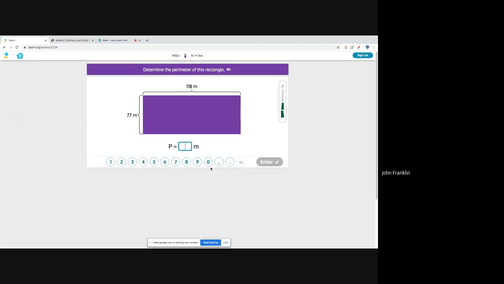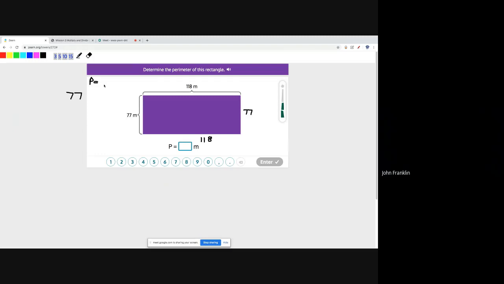Next. All right, stepping up the numbers here. 118 meters, 77 meters, and we have to figure out the perimeter. We know if this is 77, the other side has to also be 77. We know this is 118. The other side also has to be 118. So let's start doing some math.